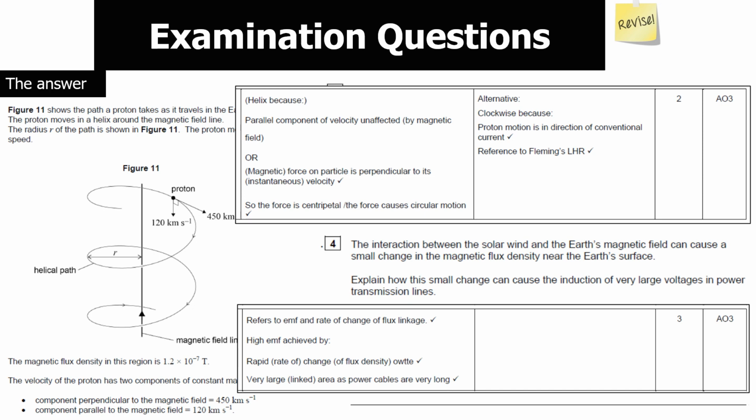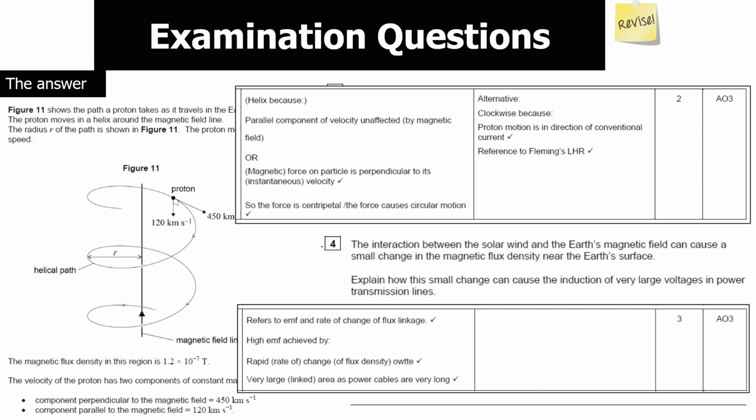So we must be achieving a high EMF, because it indicates, in the question, an induction of a very large voltage. That can only be achieved by a very, very big change in the rate of flux linkage. That happens because you've got a very large area, because we know flux linkage links to the magnetic field strength and to the area of the object, because our power cables are so long, as indicated in the question.